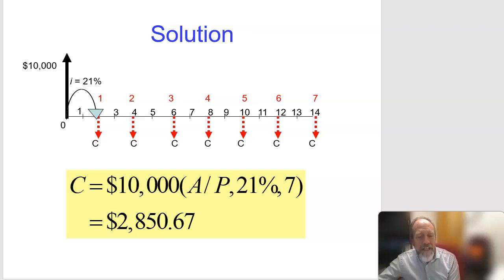If you understand these concepts, you're prepared to do any time value of money types of calculations that we might throw at you.